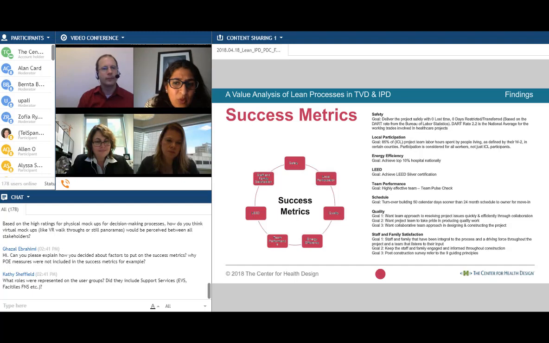And Bernita, there was one on staff and family satisfaction. One of those success metrics was for post-occupancy, six months forward. So one of the parameters was, but the more extensive POE that we did, not all of those parameters were included in the success metrics. And there were a couple of things in the POE that related to some of these success metrics.